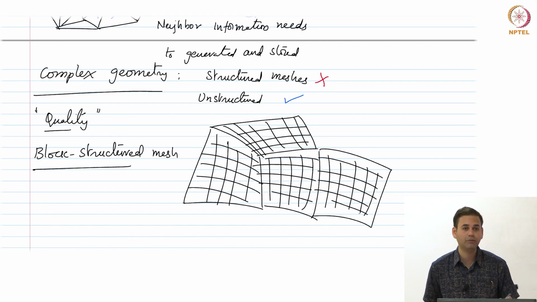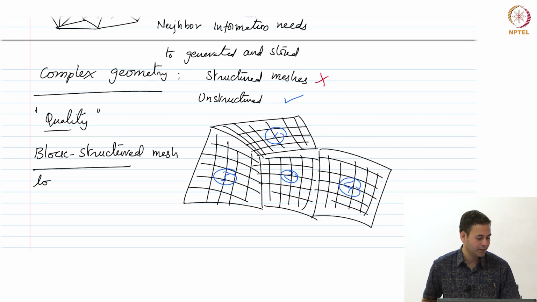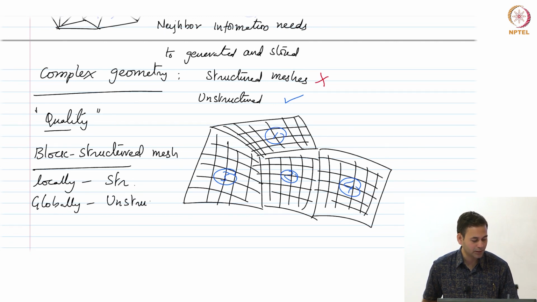So, this is a block structured mesh, which is basically a structured mesh in each of these blocks. So, 1, 2, 3, 4, these are all structured meshes, but if you look at them as a whole, it is an unstructured mesh. So, this is locally a structured mesh, but globally it looks as if it is an unstructured mesh. These things are also used depending on the geometry.